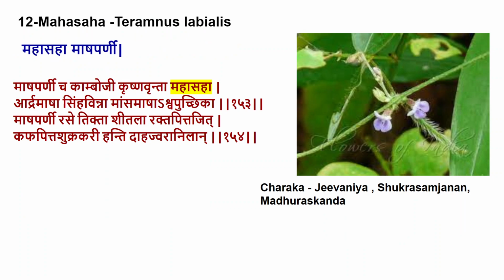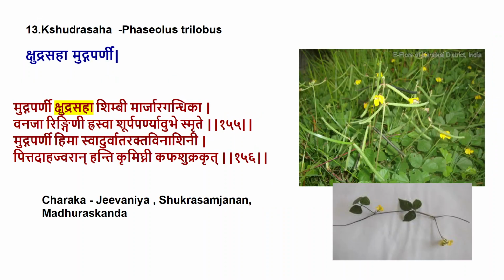Mahasaha is another drug, Teramnus labialis. Mahasaha is Mashaparni. Mashaparni cha Kamboji, Krishna Vranta Mahasaha, Andra Masha, Simha Minna, Mamsa Masha, Ashwapuchika. These are the synonyms of Teramnus labialis. Mashaparni, Rase Tikta, Shitala, Rakta Pitta Jita, Kaphalita Shukra Kari. Hanti Daha Jwara, it is used in Daha, Jwara, Kaphavataja Vyadhi, and it's also Shukra Sanjanana, and it's a Tikta Rasa, Shita Virya as such. Charaka has added it in Jivaniya, Shukra Sanjanana, and Madhuraskanda.